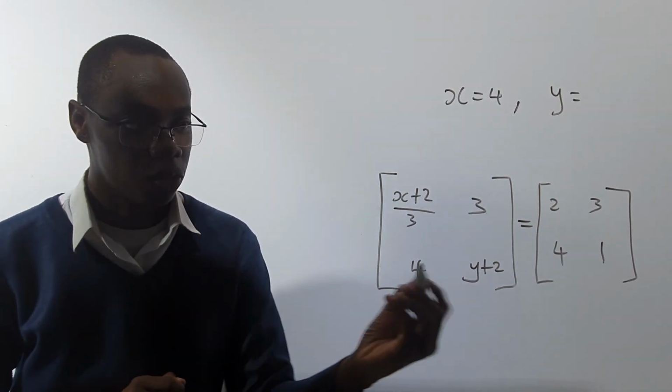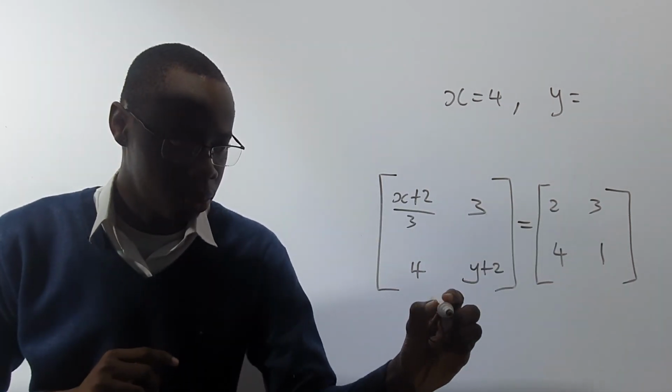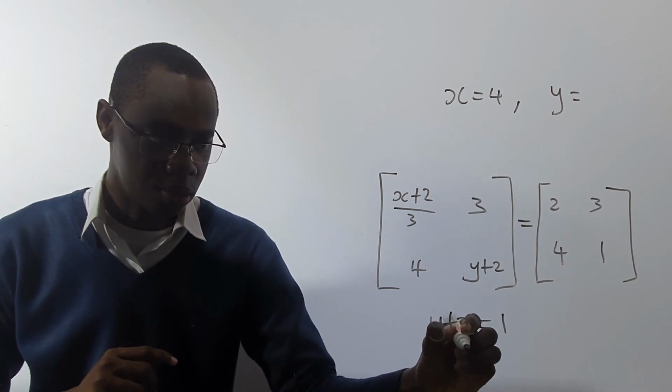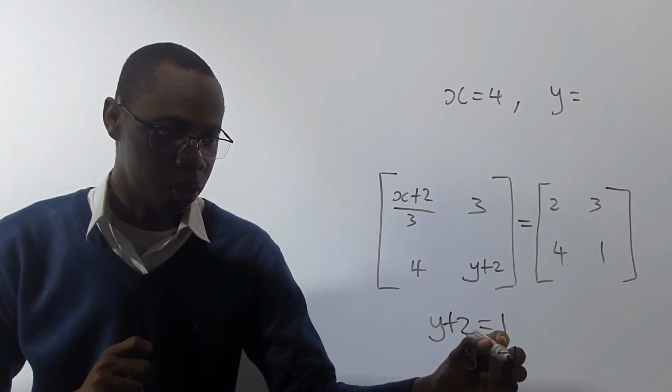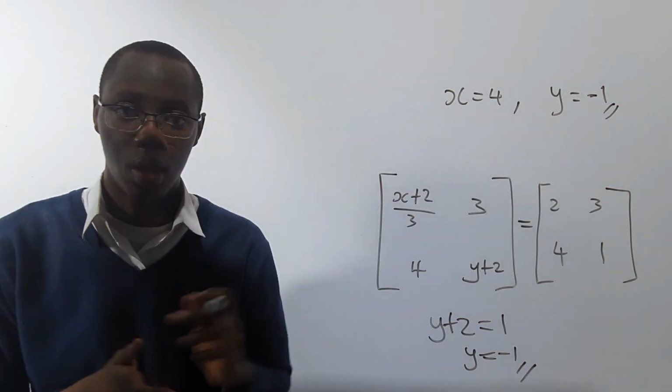So x is 4. So what about y? Of course, y is here. Y will be equal to 1 here. Y plus 2 is equal to 1. So subtract 2 from both sides. Y is equal to minus 1. So very simple, and that's your answer.